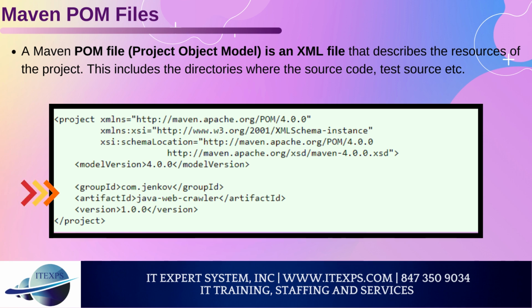The model version element sets what version of the POM model you are using. Use the one matching the Maven version you are using. Version 4.0.0 matches Maven version 2 and 3.